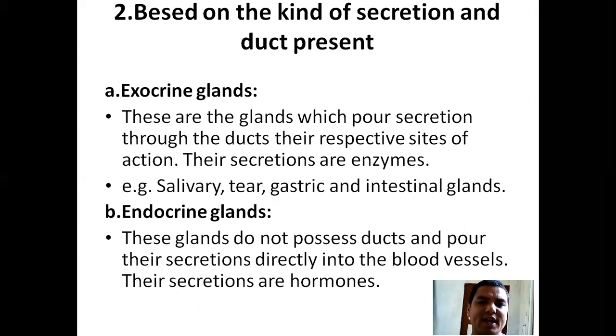Based on the kind of secretion and the duct present, there are 2 types of gland: exocrine gland and endocrine gland. Exocrine glands secrete enzymes and pour their secretion through a duct. For example, salivary gland, tear gland, gastric gland, intestinal gland. Endocrine glands secrete hormones and pour their secretion directly into the blood vessel. For example, pituitary gland, thyroid gland, pineal gland, etc.